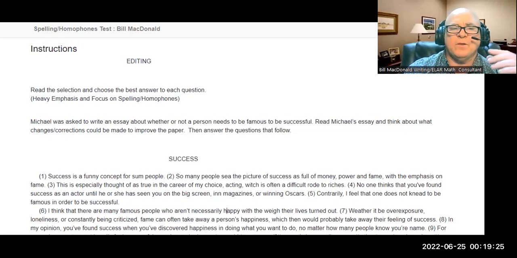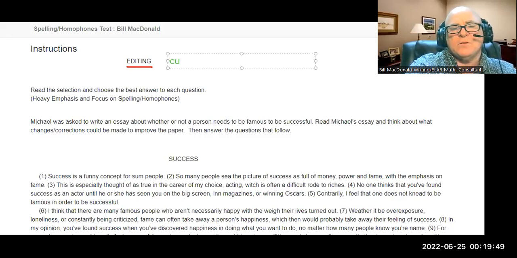When you see the sections, there's going to be 2 labeled editing, and as you can see here, it's going to actually say the magic words, editing. So as soon as you see editing, you have to know that editing is always going to be CUPS, that the mistakes that we're going to see are capitalization, usage, punctuation, spelling, or sentence boundaries. That's all that sentence change can be.